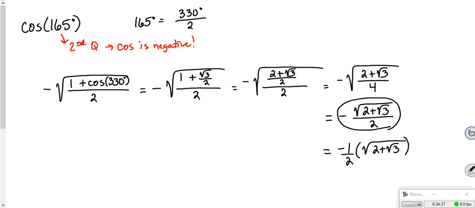Okay, that's number 6. One more, and then I'll finish this recording, and then I'll do the second part later. Number 7, again, use appropriate half-angle formulas to find the exact value of the expression. Here we're back to radians. We have tangent of 3 pi over 8.